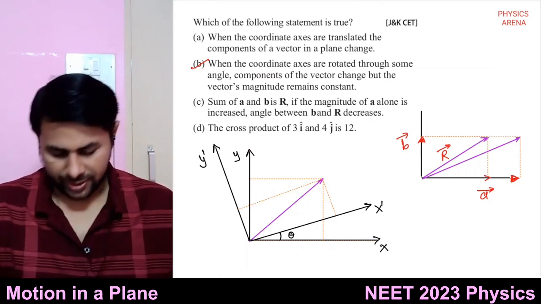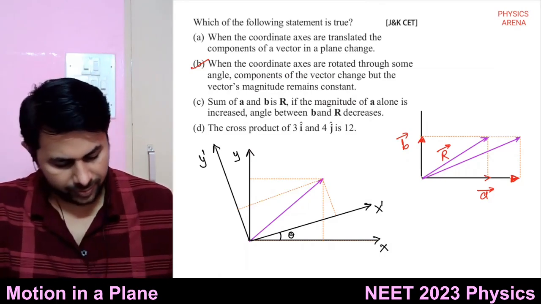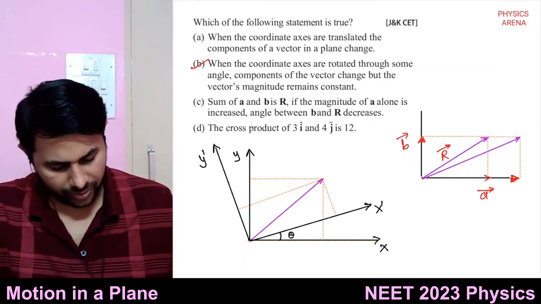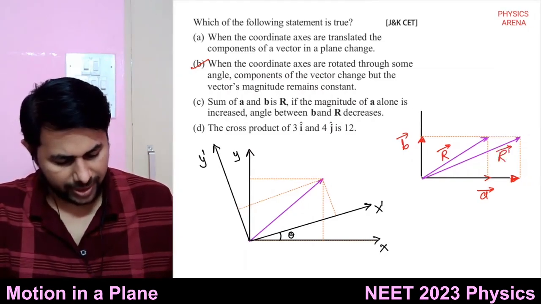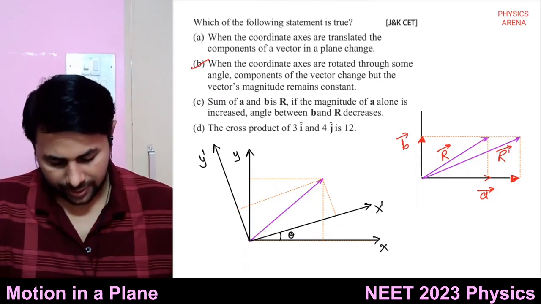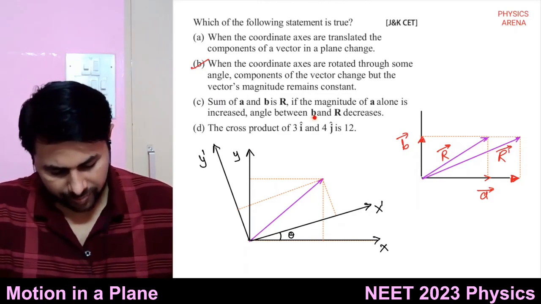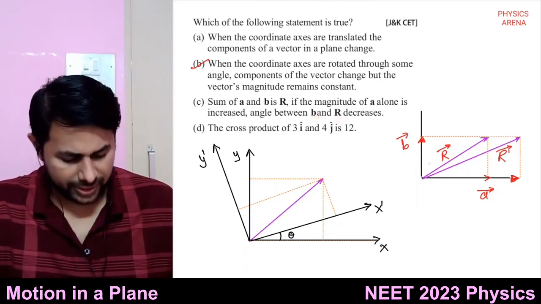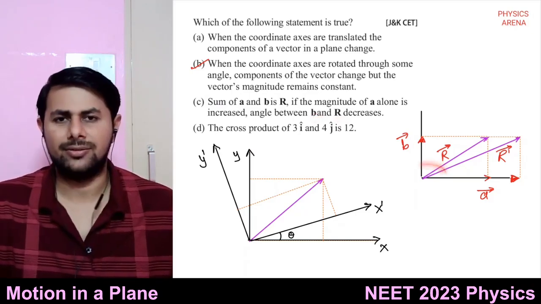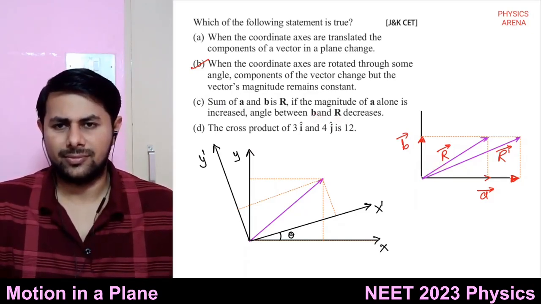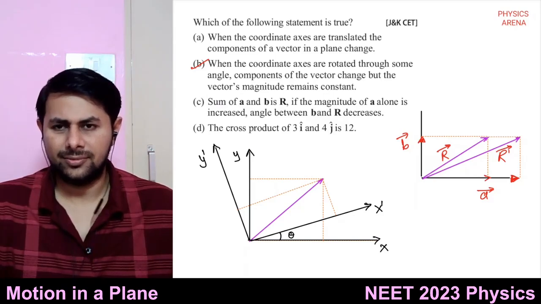So R bar will change, right? The new R bar, say R bar prime, and the angle between B bar and R bar decreases. Is it decreasing or increasing? Increasing. Yes, sir.